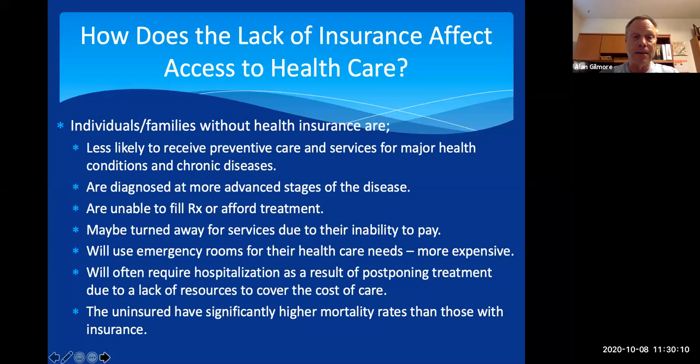Because they delay treatment, they may choose not to secure the pharmaceuticals that would help them with whatever their disease process is, they use the emergency rooms, and they postpone treatment. All of this often results in a higher risk of dying from whatever it is that they are suffering with.